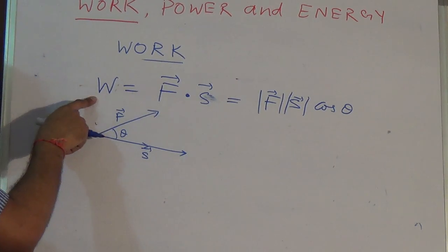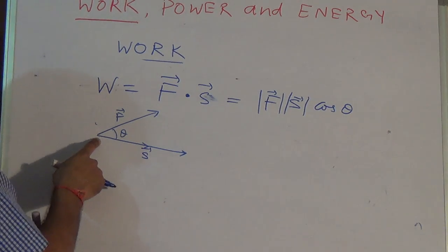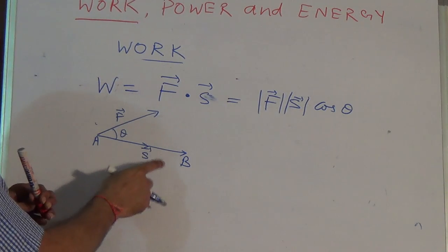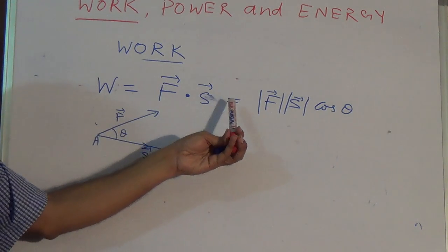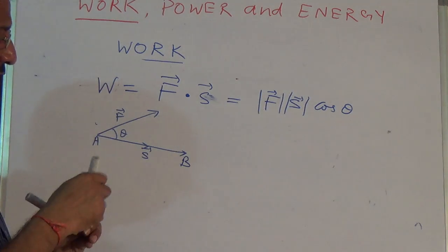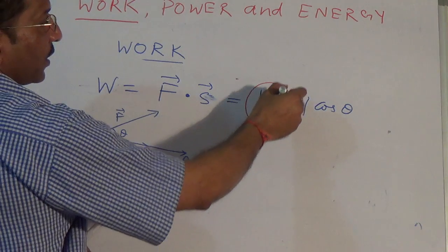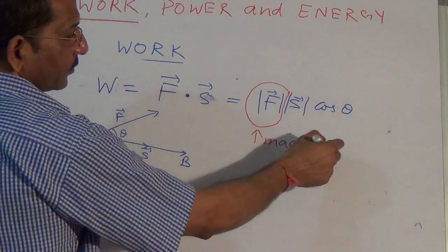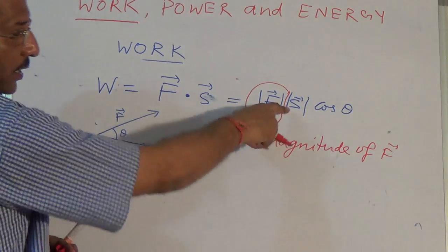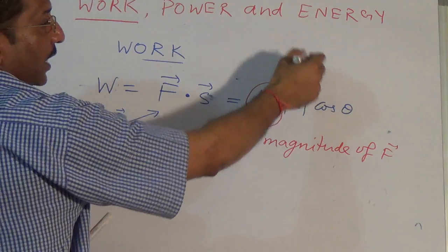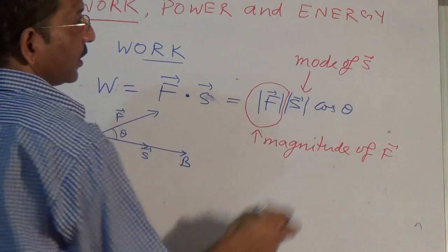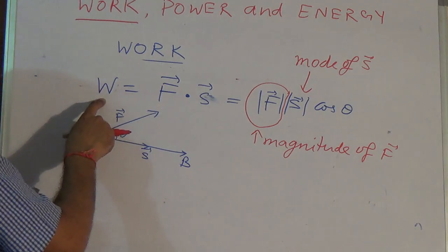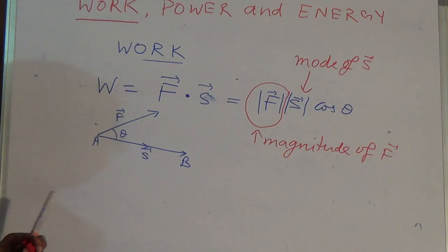So we have to find out how much work is done by the external force to displace a particle from A to B. So for that purpose we have to use this formula F dot S, and this is equal to F S cos theta, where this notation is used for the magnitude. Mod of vector F is the magnitude of vector F, and similarly this is the mod of S, that means magnitude of vector S. So F S cos theta is the result of W, and this is a scalar quantity. So this way we can find out the result.